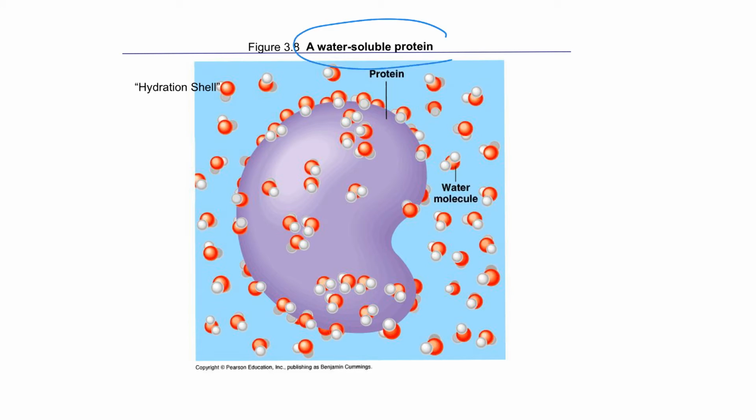So let's talk about water-soluble proteins. Guys, there's going to be a huge difference between something that's soluble in water and something that's not. It's going to make the characteristics of that chemical super important for us. So here I've got my big purple protein, and the chemistry of this protein, and we'll learn more about that in the next chapter, is going to be such that water is attracted to it. And because of that, it forms this kind of layer of water molecules around it that makes that protein dissolve in water, and that's called a hydration shell.